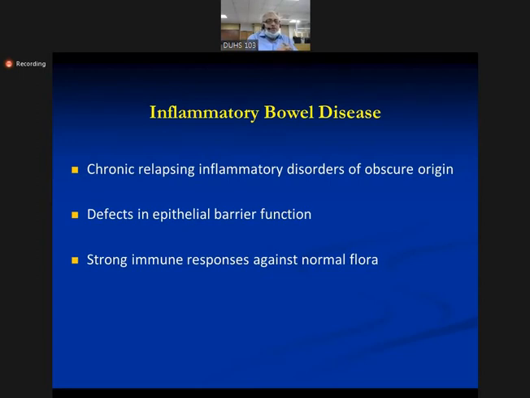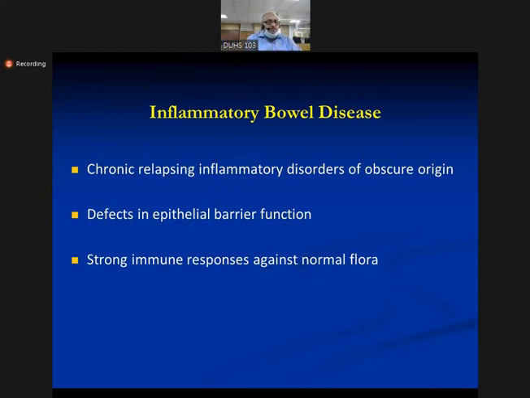Now, inflammatory bowel diseases can be broadly categorized into two major categories. One is referred to as idiopathic inflammatory bowel disease. Idiopathic means we do not know the precise cause. The second category is inflammatory bowel disease because of some well-known cause, such as infections, bacterial infection, viral infection, parasitic infection. So we have idiopathic inflammatory bowel diseases and non-idiopathic inflammatory bowel diseases.